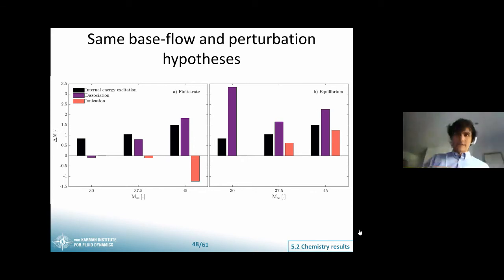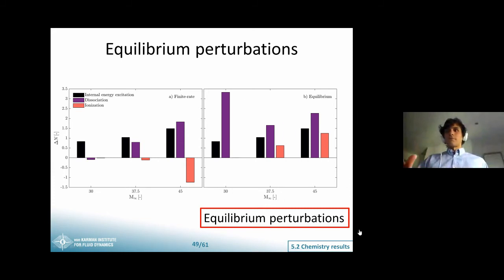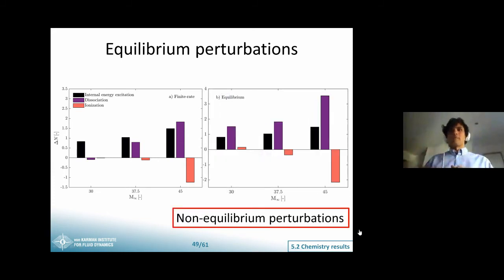So if you actually relax this assumption and you allow the perturbations to move, let's say, freely without assuming equilibrium, what we get is the expected trend, or at least a coherent trend with the finite rate simulations, and it's that ionization is in fact destabilizing. So we can say that this apparent result of ionization stabilization was actually an artifact of assuming equilibrium perturbations.